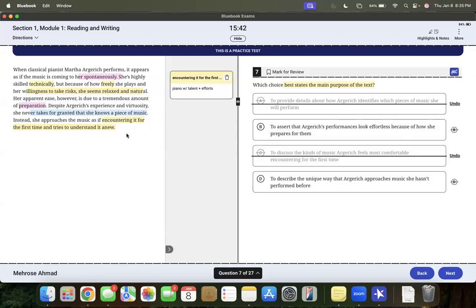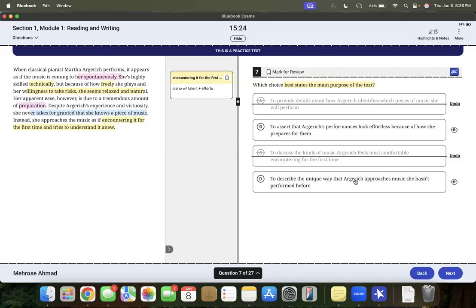Sorry, the word "encountering" here is saying she's looking at music that she's performed already, but she looks at it as if she's done it for the first time. So she's not actually seeing something for the first time. She's just treating it like it, and that's why she's putting in so much effort every single time she approaches a piece of music.